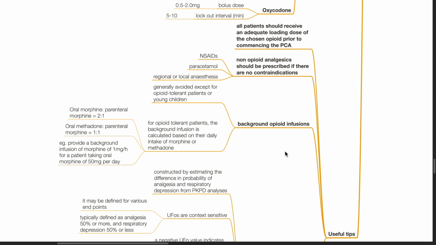For opioid-tolerant patients, the background infusion is calculated based on their daily intake of morphine or methadone. Oral morphine to parenteral morphine ratio is 2 to 1. Oral methadone to parenteral morphine ratio is 1 to 1.